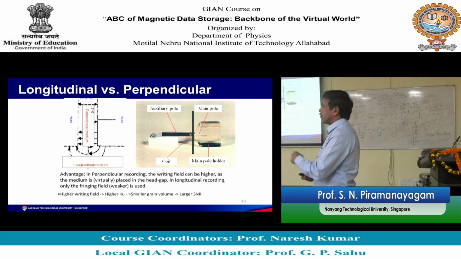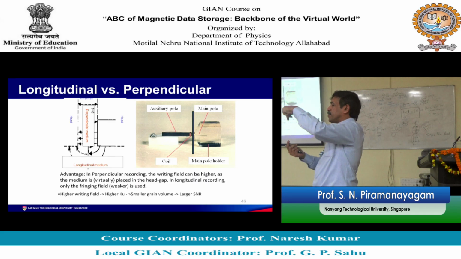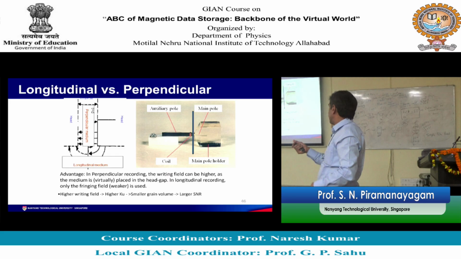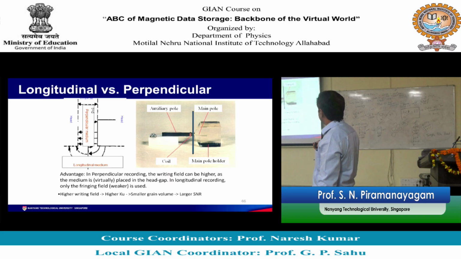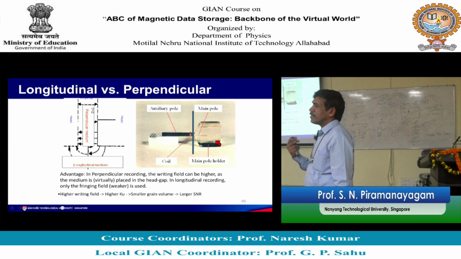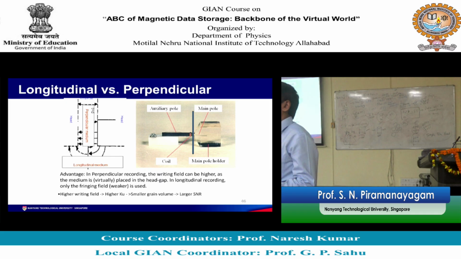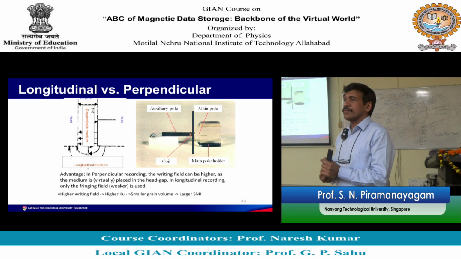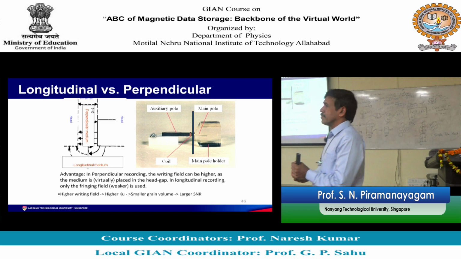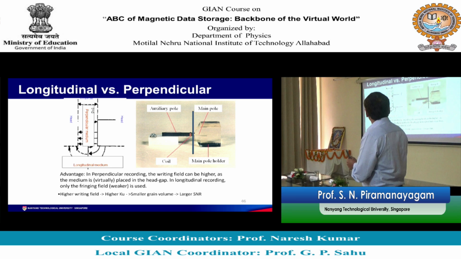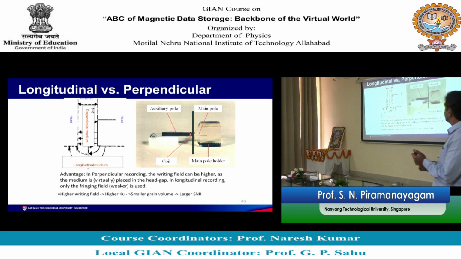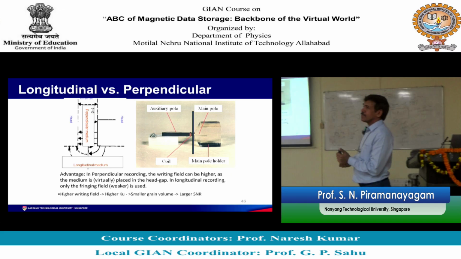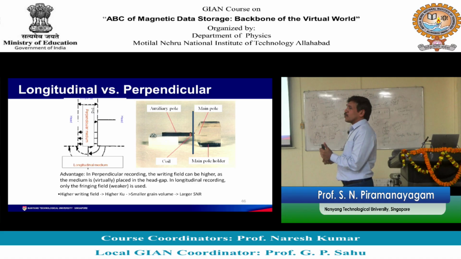Let us say you have only one pole which generates a perpendicular field, then you write on the disc by having another magnet at the bottom. What is the problem? Okay, there are two problems.